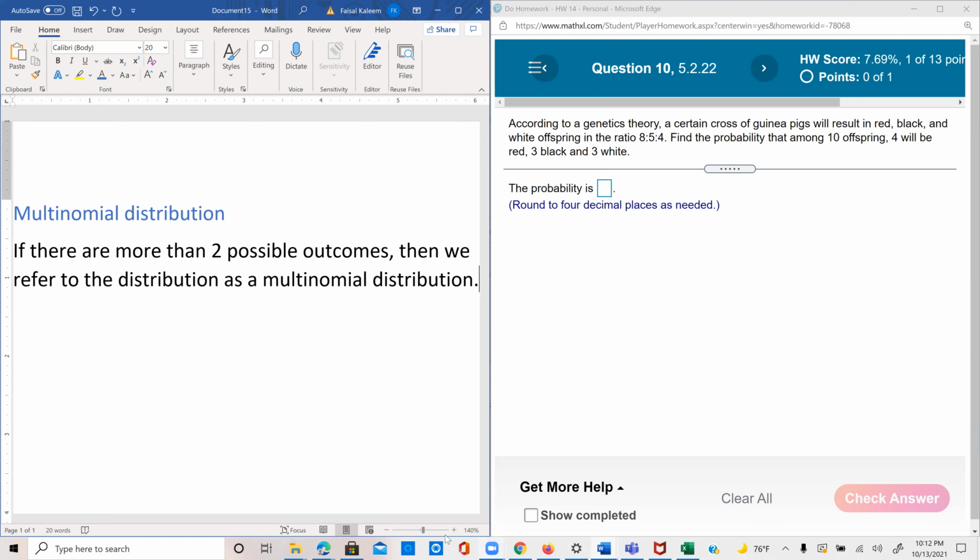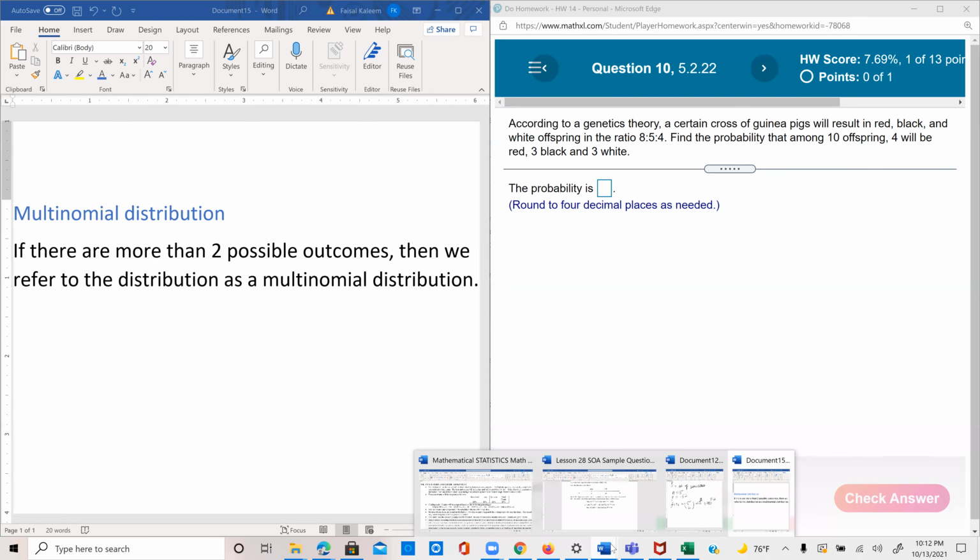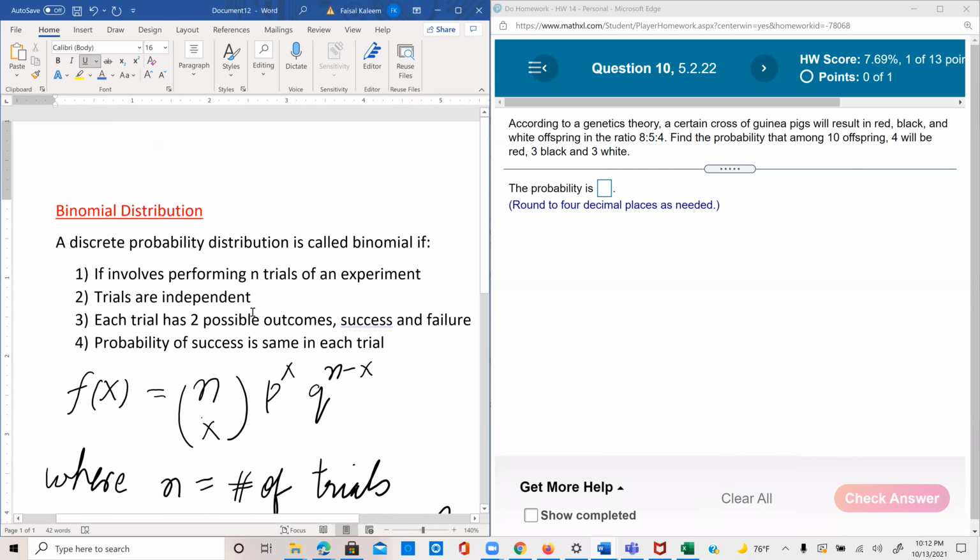Let's open up the binomial conditions. So the first condition is the same in multinomial, that it involves performing n trials of an experiment. Trials are independent. These two are exactly the same over here as well. And then here, instead of two possible outcomes, you have more than two possible outcomes. And the probability of each outcome is the same in every trial. That's how it would be replaced.